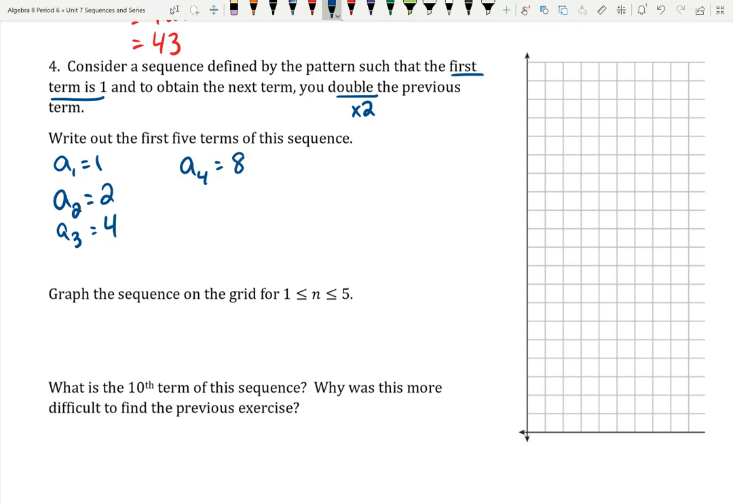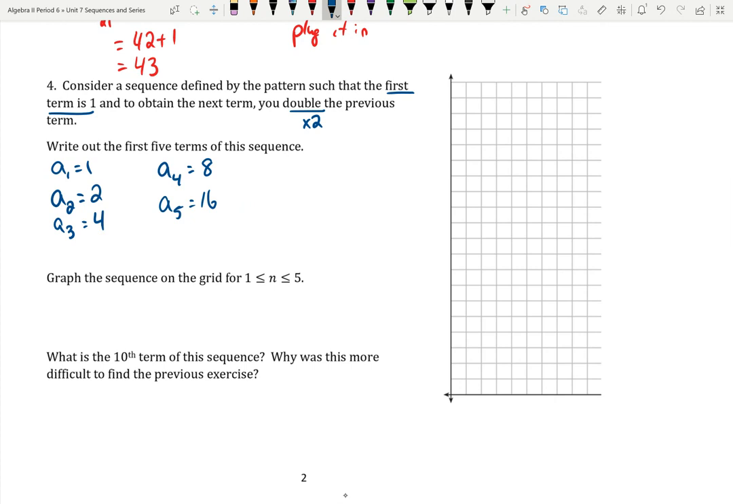4 times 2 is 8. 8 times 2 is 16. So let's graph this sequence. 1, 2, 2... wow, ouch, I can count boxes. 1, 1, 2, 2, 3, 4, there we go. 4, 8, 5, 6, 7, 8, and 16: 8, 9, 10, 11, 12, 13, 14, 15, 16.